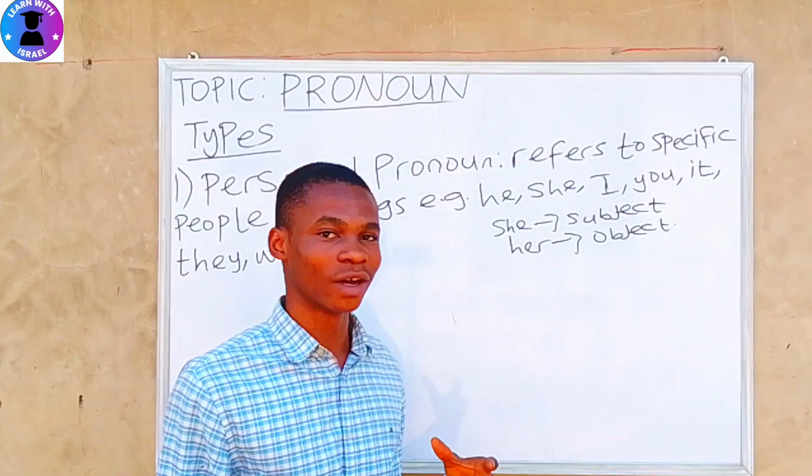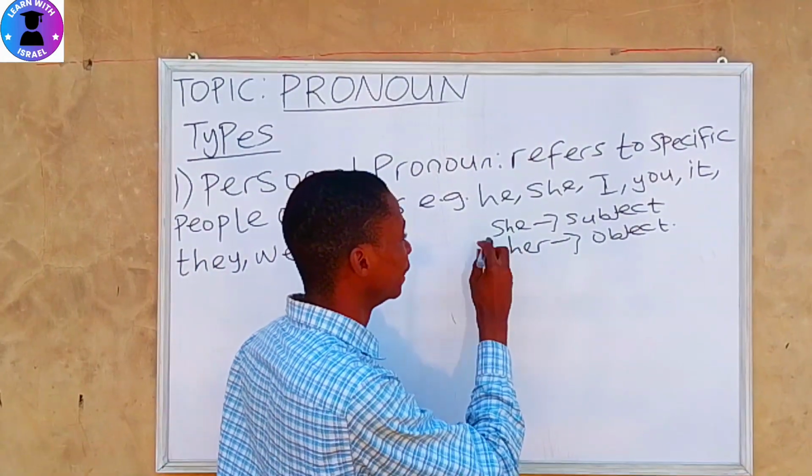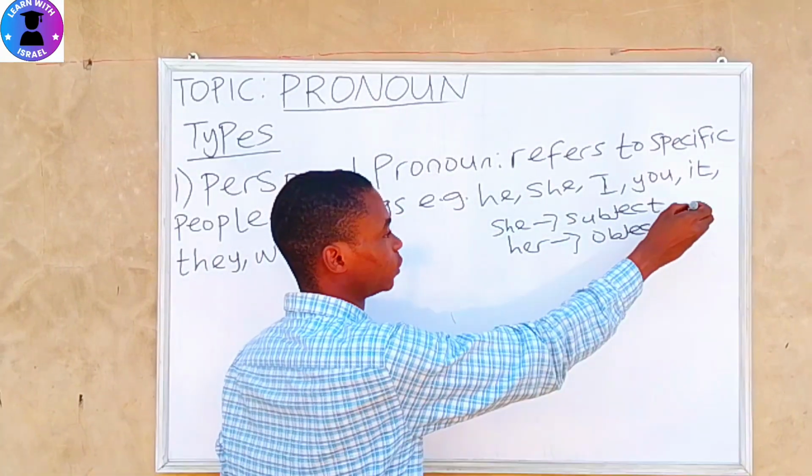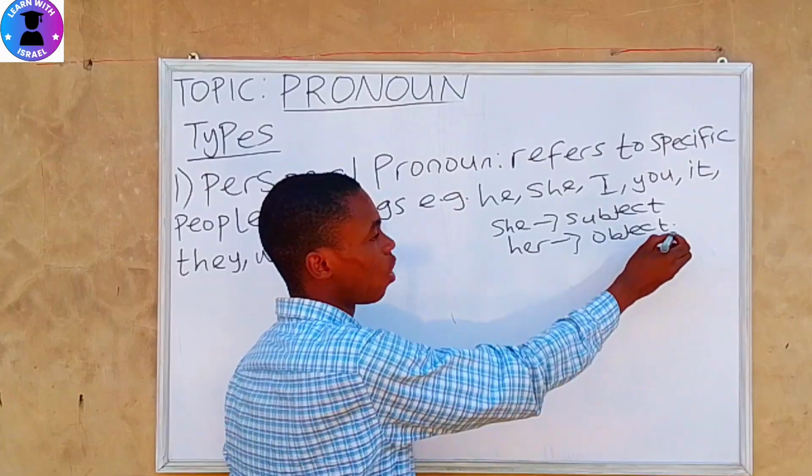I hope you know the difference now. She and her: she is referring to a girl, while her is also referring to a girl, but she is used for the subject, while her is used for the object.